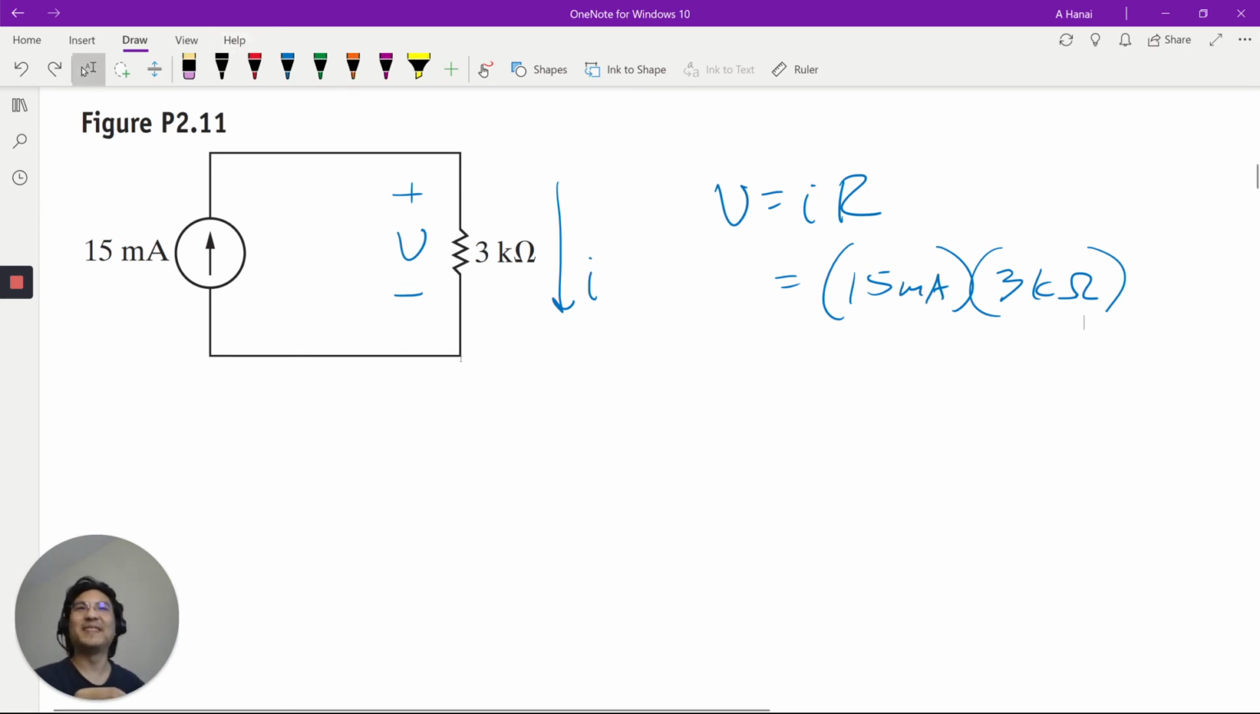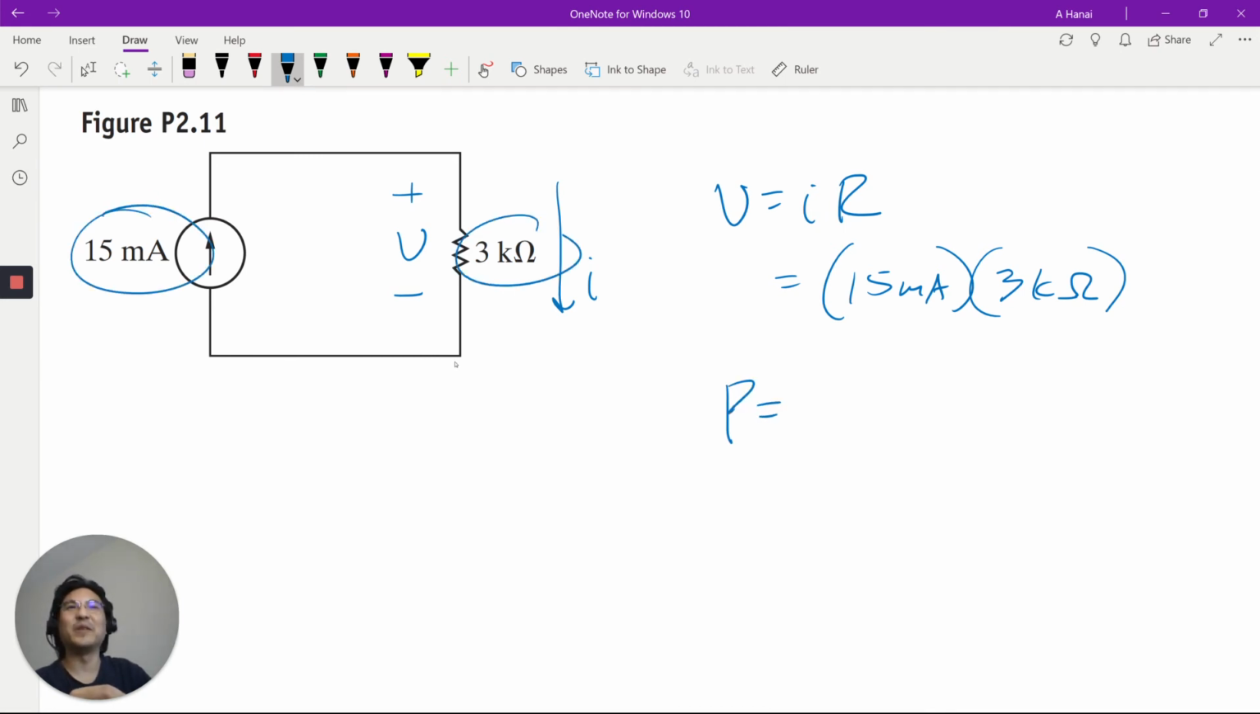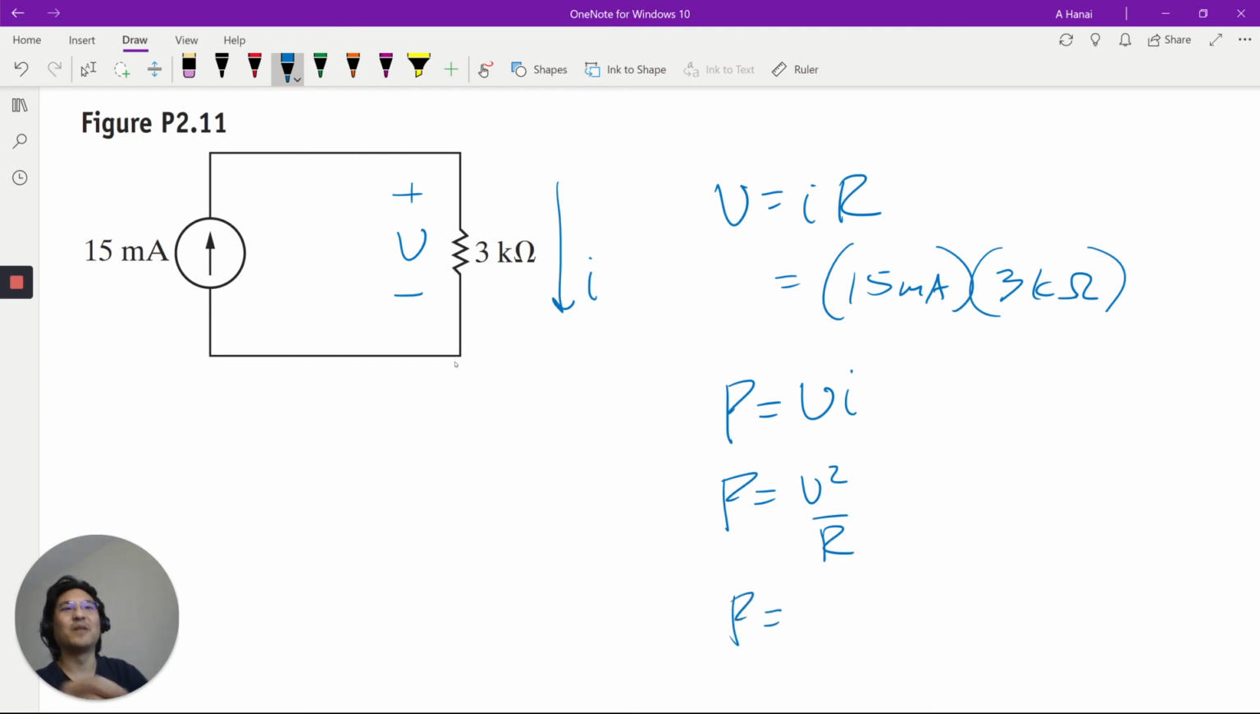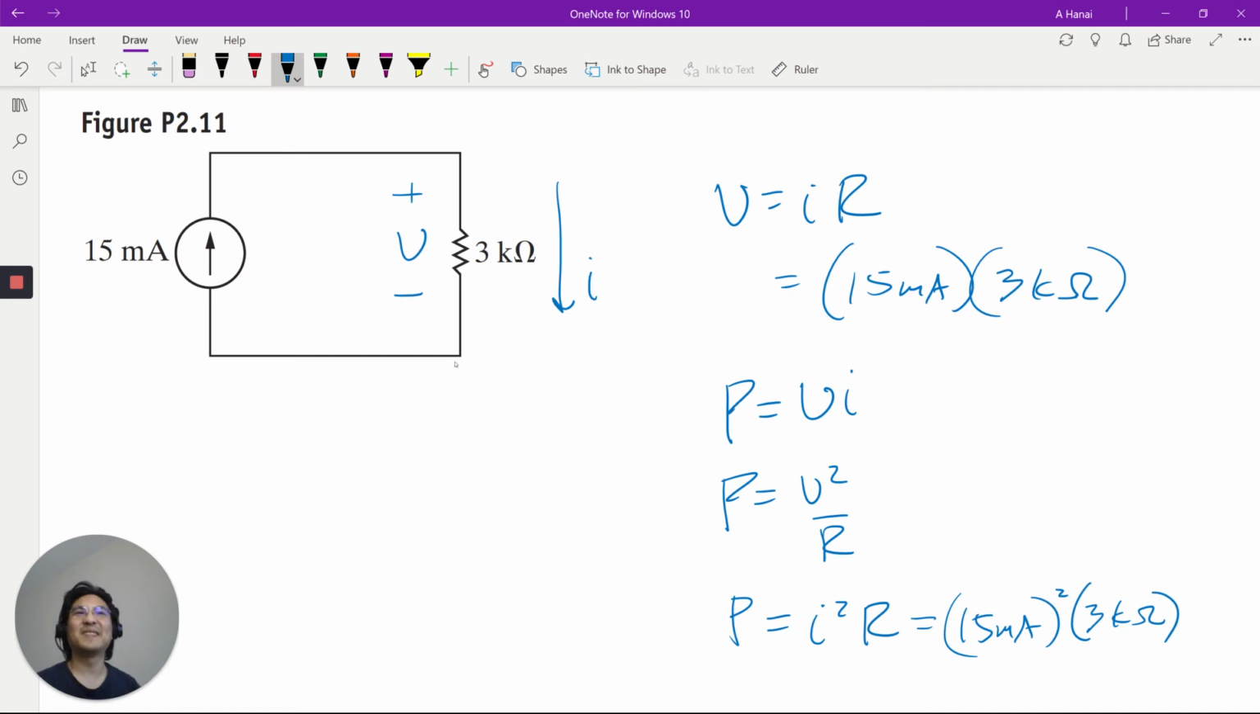Not too bad, right? How much power? Power is, I already know the current and I already know the resistance. So do you want to use this or this or this? They're all the same, right? So since I already know current and resistance, just right here, right? 15 milliamps, 3 kilo ohms, and then we're done.